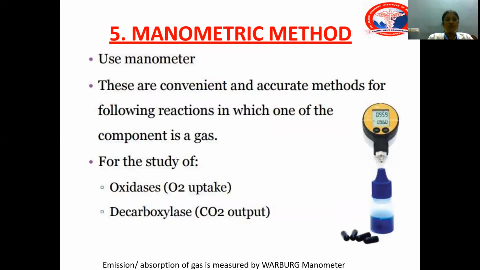The fifth mode of detection is the manometric method. It uses a manometer, and these are the most convenient and accurate methods for reactions in which one of the components or a substrate is a gas. So it is used basically for the study of oxidases, which will measure the oxygen uptake, and the study of decarboxylases, which will measure the carbon dioxide. Emission or absorption of gas is basically measured by the Warburg manometer.